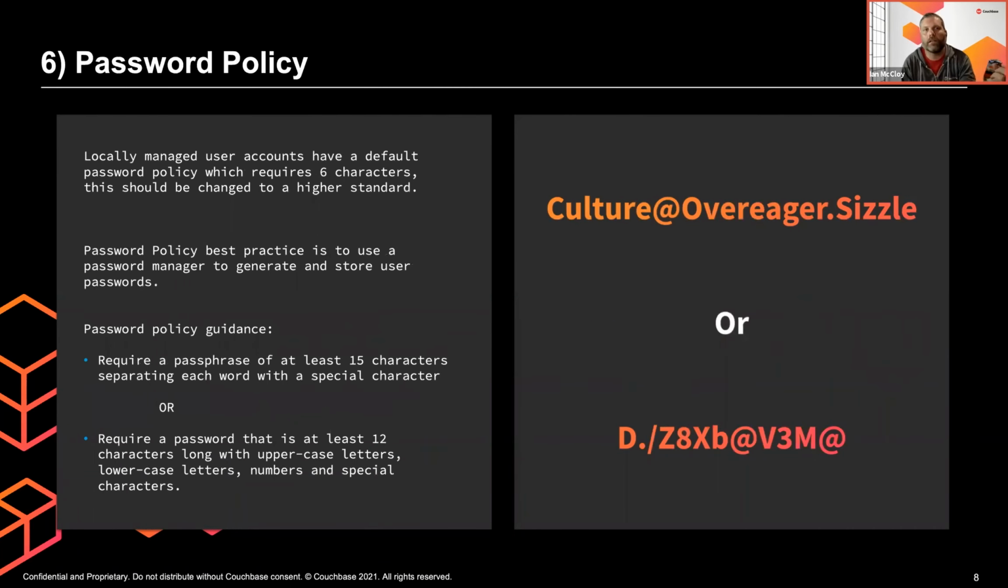The next area to look at is password policy. The default password policy in Couchbase Server is quite weak. It only requires 6 characters. This really should be changed to a higher standard. The best policy for this is either requiring users to have a 15-character passphrase, so that's multiple words separated by a special character, or a very strong password. That's at least 12 characters, but has to include uppercase, lowercase, numbers, and special characters. You can see 2 different examples on the diagram.